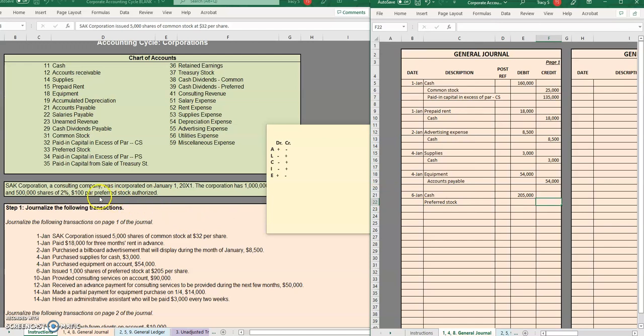We're issuing preferred stock. Remember, we always have to value it at par. The par on the preferred stock up here says $100 per share. So $100 par times 1,000 shares being issued. And then again, we are going to fill in that missing amount for paid in capital in excess of par, preferred stock: 105,000.